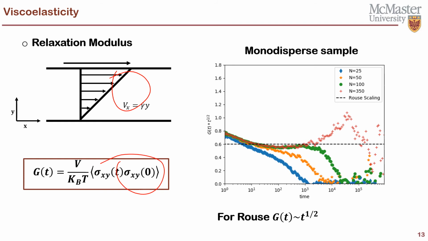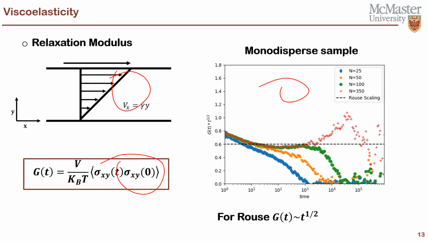The right panel shows the relaxation modulus for our monodispersed samples, and by scaling the results by T^1/2, we can readily see the departure of the results from Rouse dynamics. Here, the blue line represents the decay of the shortest chain length, n equals 25, and the yellow line represents n equals 50. Both lines fall below the Rouse scaling and show that these two chains are well in the Rouse regime.